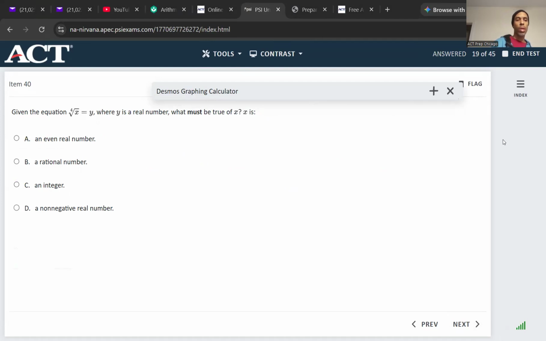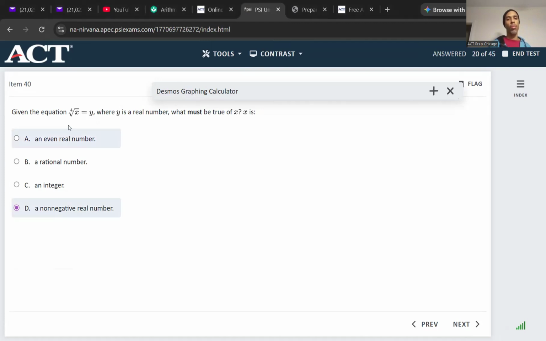X is an even real number? That's not true. It could be odd. You've got the fourth root of an odd number. Rational number? That's not true, it could be a decimal. Integer? That's not true either. No, you can do non-negative. No, you can't do negatives for that, right? It has to be a non-negative real number.